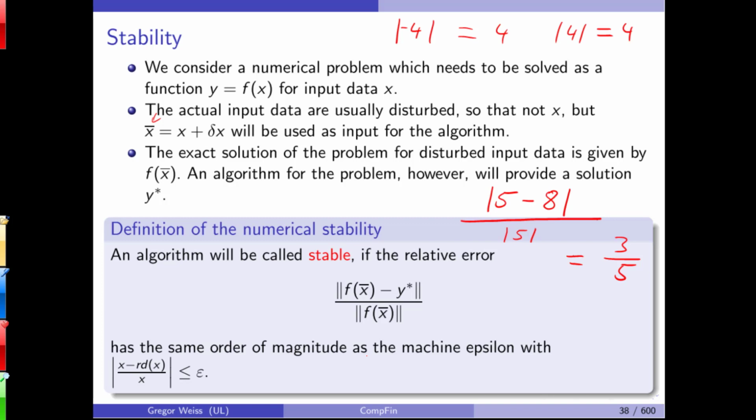What does it mean? An algorithm is stable if, and only if, what happens? If the additional error introduced into the problem by the algorithm doesn't grow too large. If the relative error introduced by the algorithm doesn't grow too large. That's the stability of an algorithm.